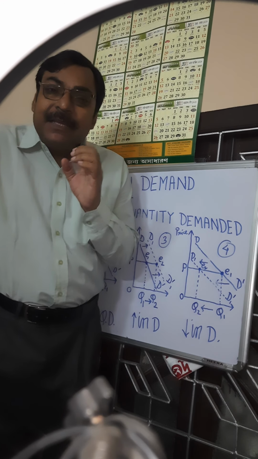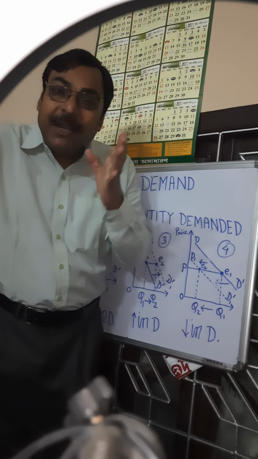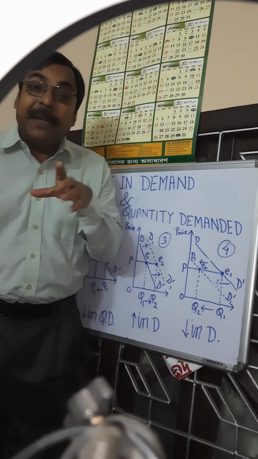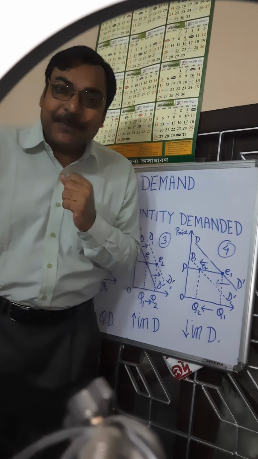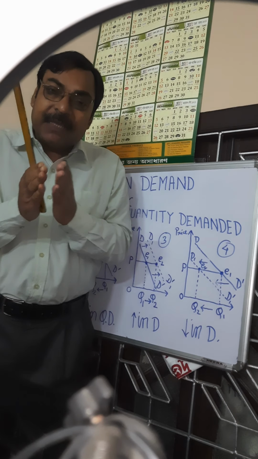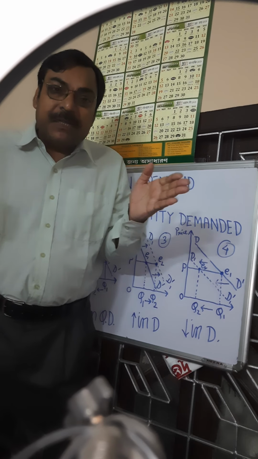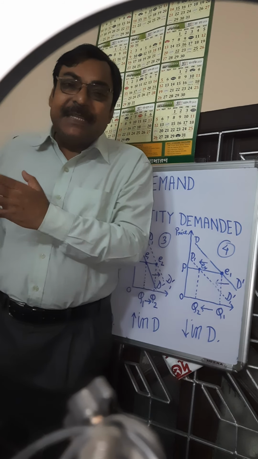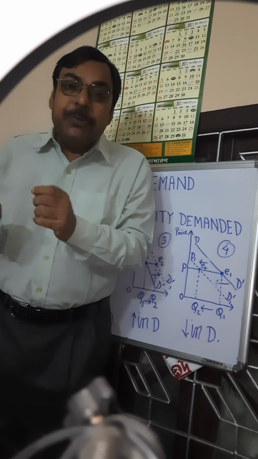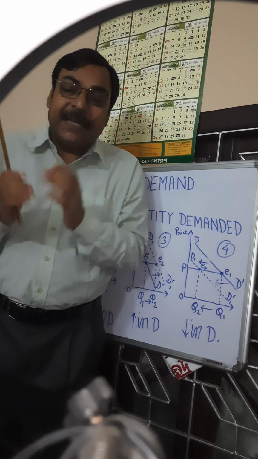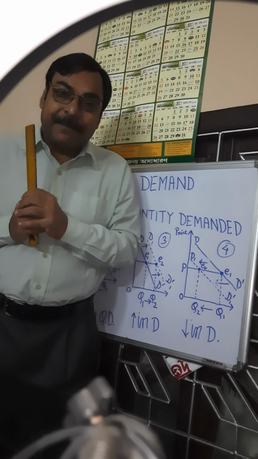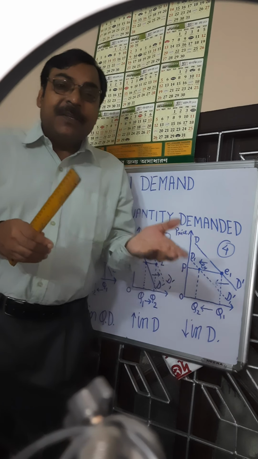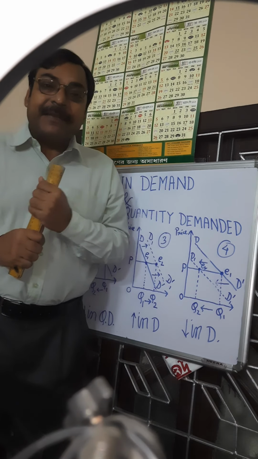But demand is not affected only by the price of the commodity. We have to consider change in demand because of change in other factors also. Accordingly, we classify our discussion into two parts. Change in quantity demanded means we are considering change in demand due to change in price of the commodity. If we consider change in demand due to change in other factors, that is called change in demand.